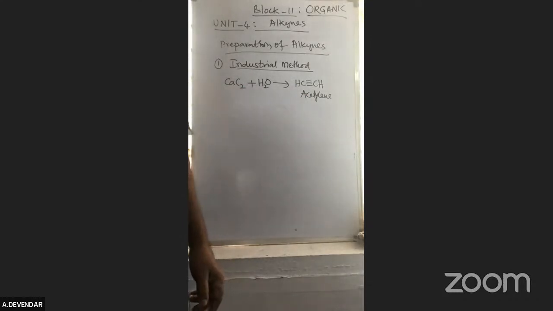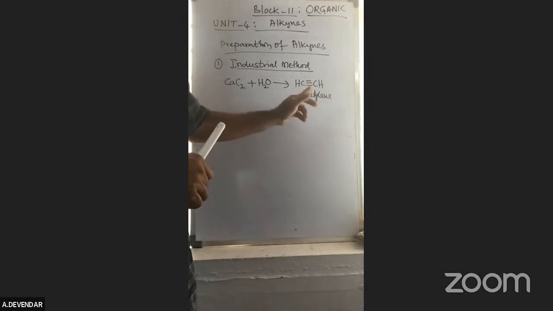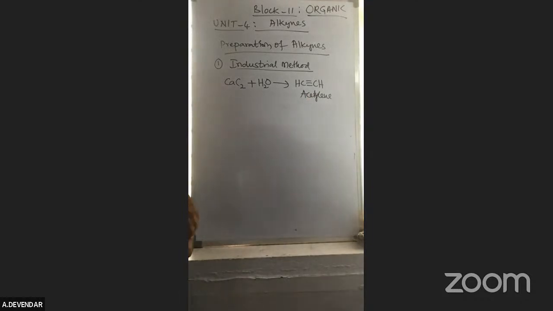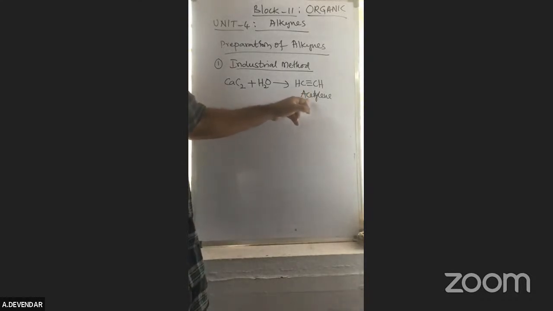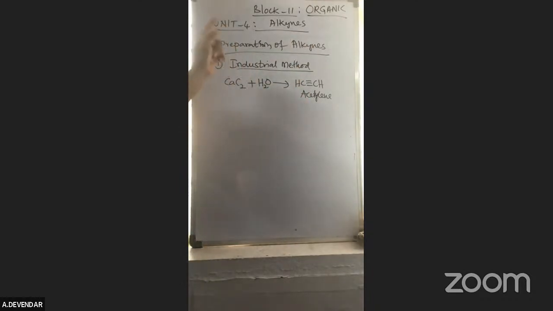Not only that, it is used for gas welding and arc welding. The main important use of this acetylene gas is gas welding. Metals are also cut with the help of acetylene gas, both welding and cutting. This is the industrial method of preparation of acetylene or alkynes.